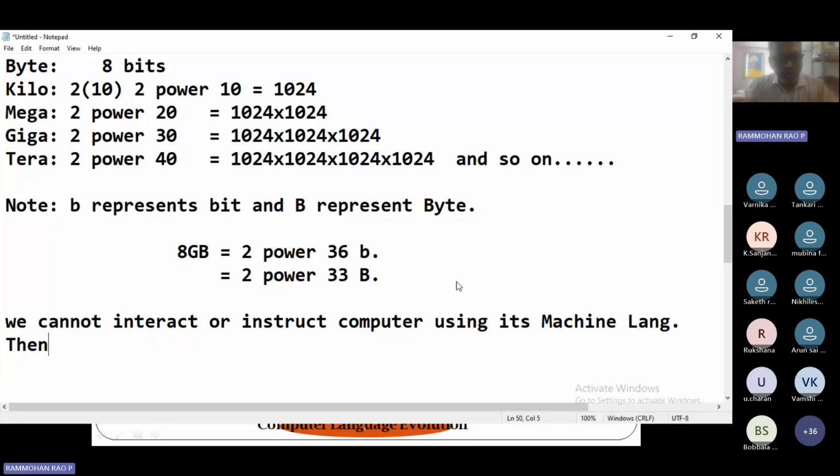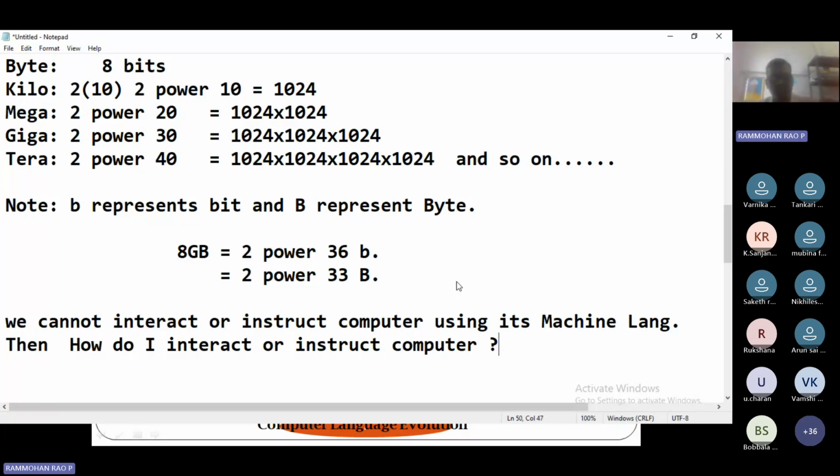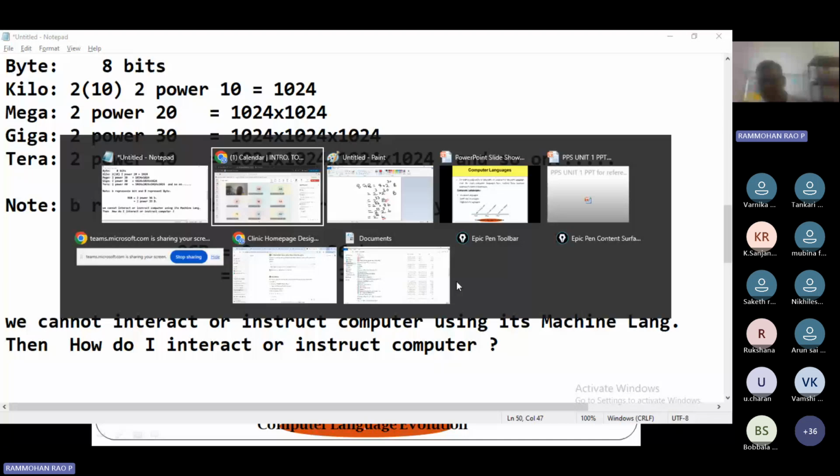Then how do I interact with or instruct the computer? This is a big question mark. So is the question clear? We can't interact with the computer using machine language. That is very clear because you just now understood how difficult it is to remember this many binary codes. Then what is the solution? How do I interact with or instruct the computer? This is the next question, and we will start our next class by answering it.